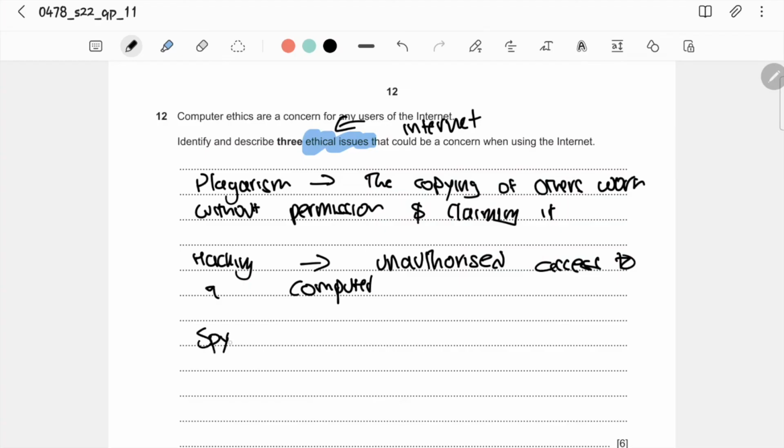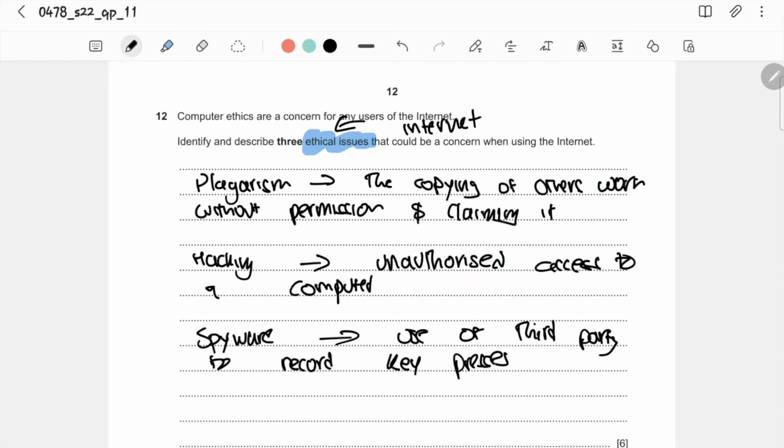You can then mention spyware. Spyware is one of the biggest internet ones. Spyware is use of third party to record key presses, and steal personal information. Okay, so that's it.